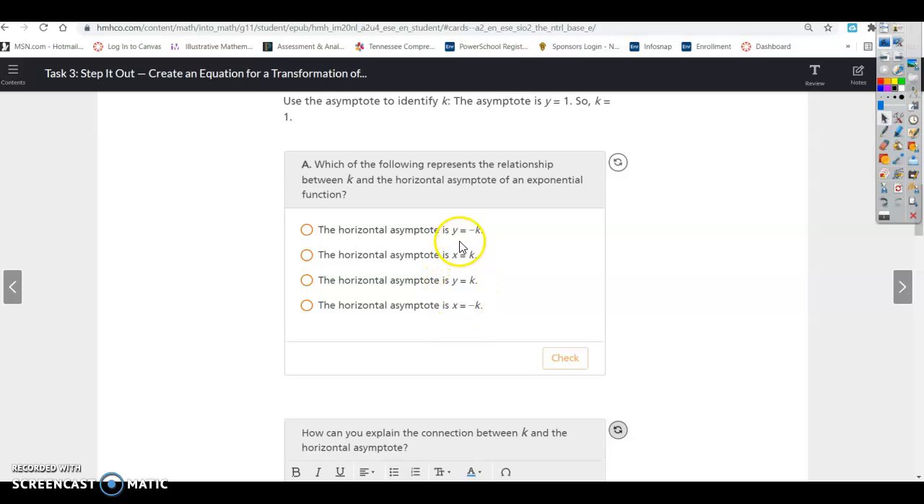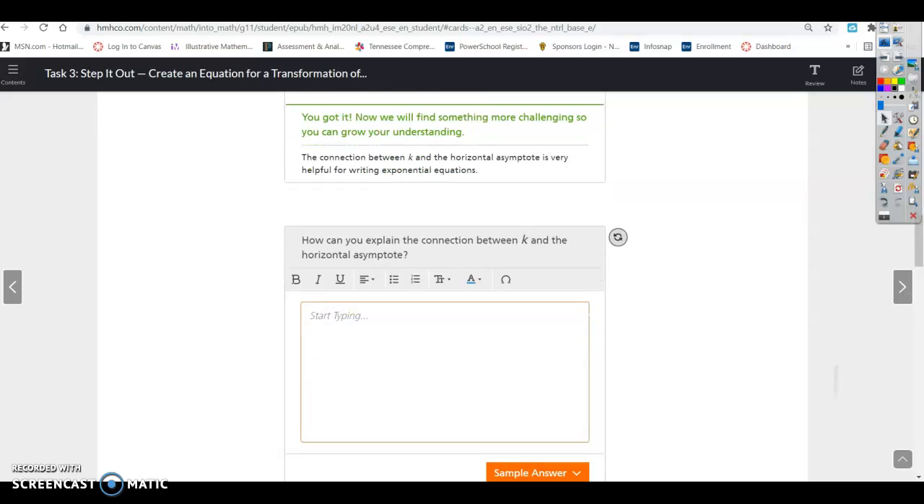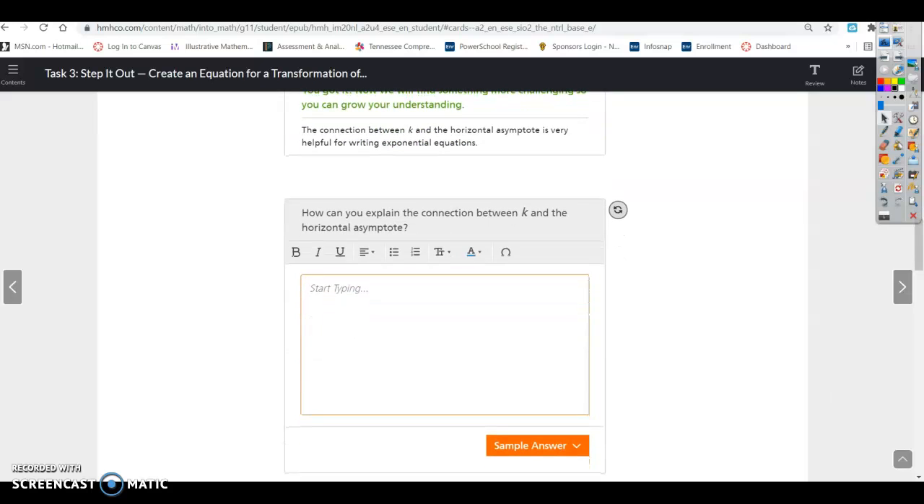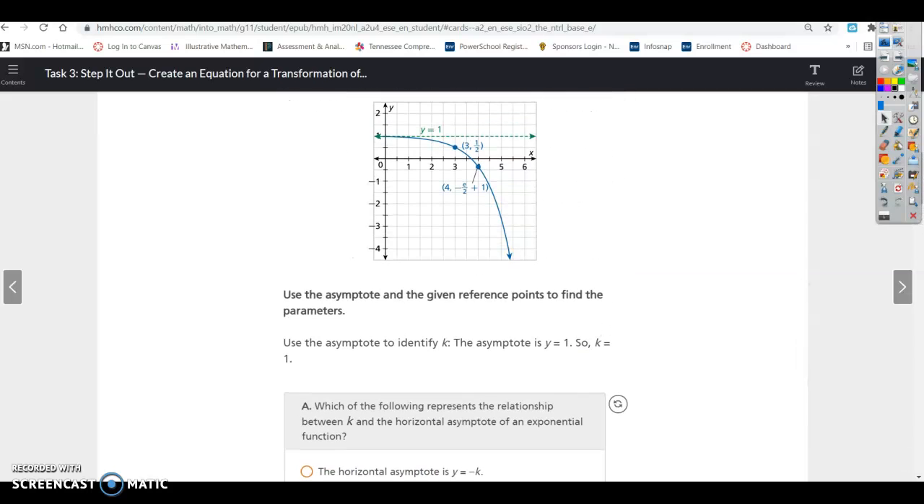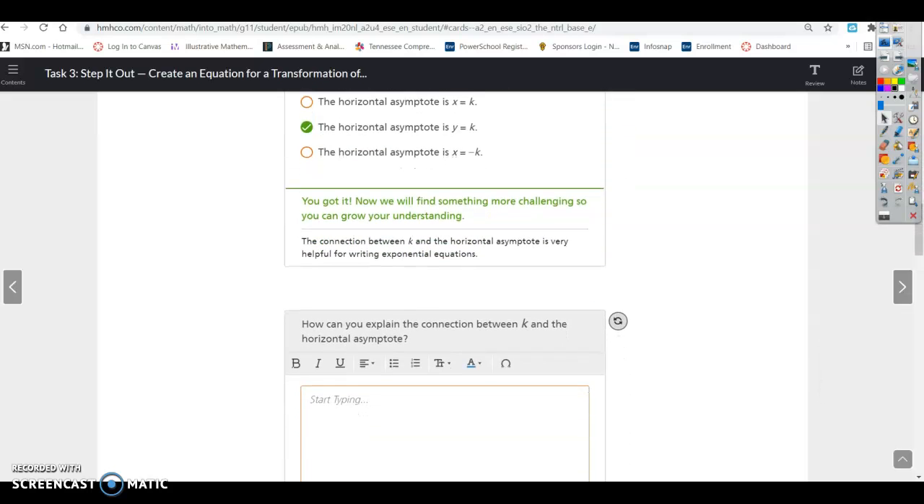Okay, so the x's we know it can't be. So it has to be either the first one or the third one, and we know it's not negative. So it's just going to be y equals k. All right, how can you explain the connection between k and the horizontal asymptote? All right, so k again is your vertical movement. So when the asymptote moves up to y equals 1 from 0, we know that k is what caused that vertical movement, that shift up 1.